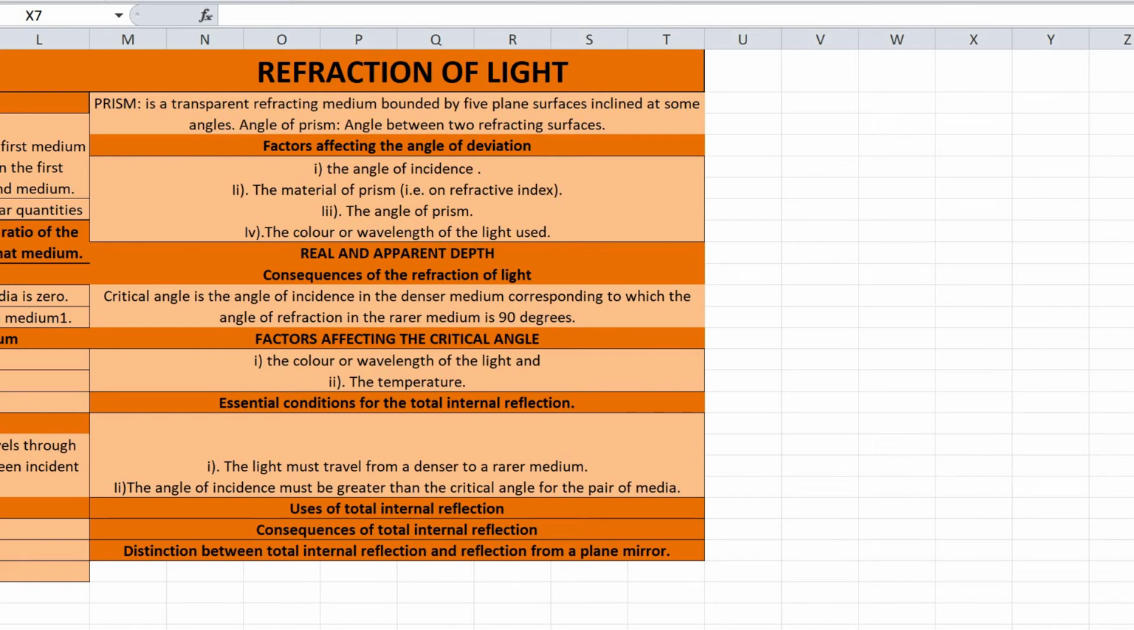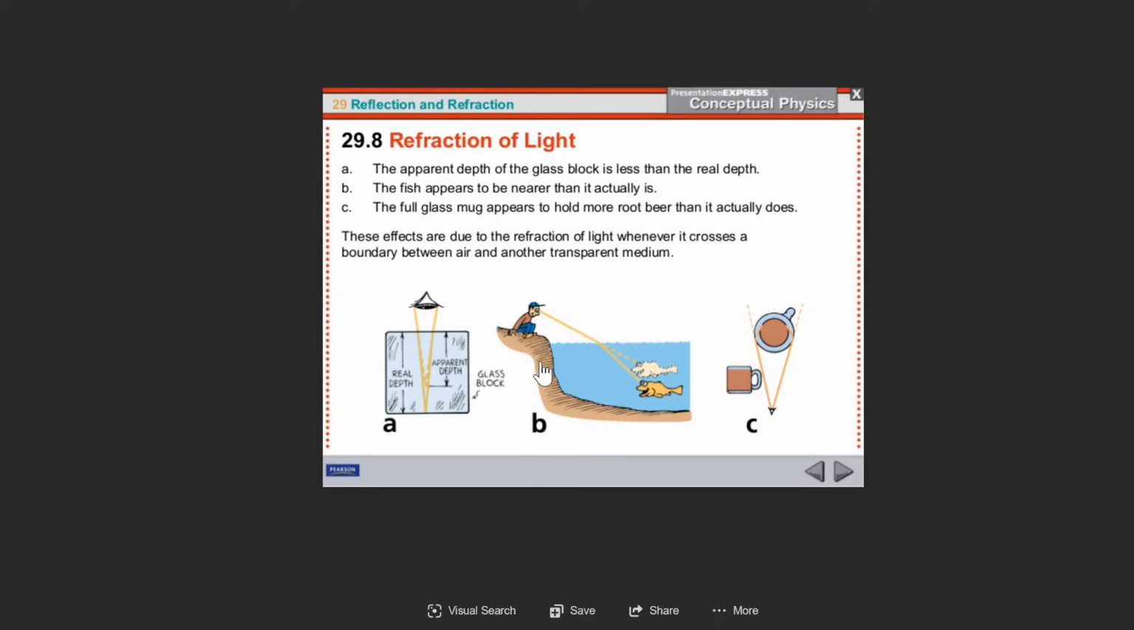Welcome students, let's continue chapter 4 Physics ICSE 10th standard, Real and Apparent Depth. An object placed in a denser medium when viewed from a rarer medium appears to be at a less depth than its real depth. This is because of refraction of light. So we have an image from internet here.